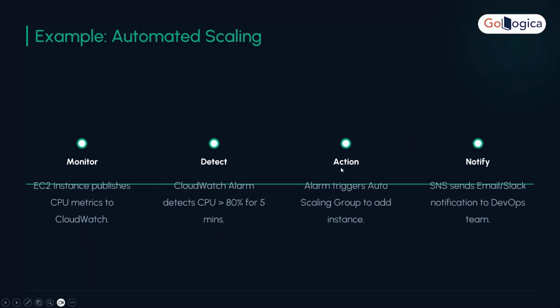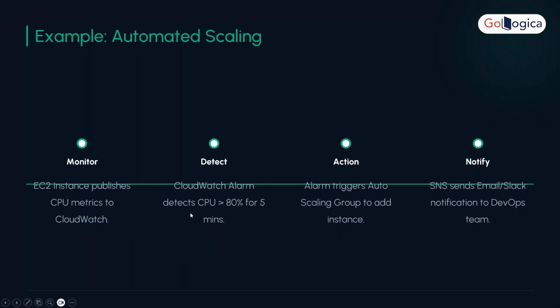So it is taking action now, triggering the auto scaling group to launch a new instance. Once it launches the new instance, you are notifying through the SNS service you have configured. It sends emails or Slack notifications to the DevOps team that a scale out event happened, that it launched a new resource in the auto scaling group.